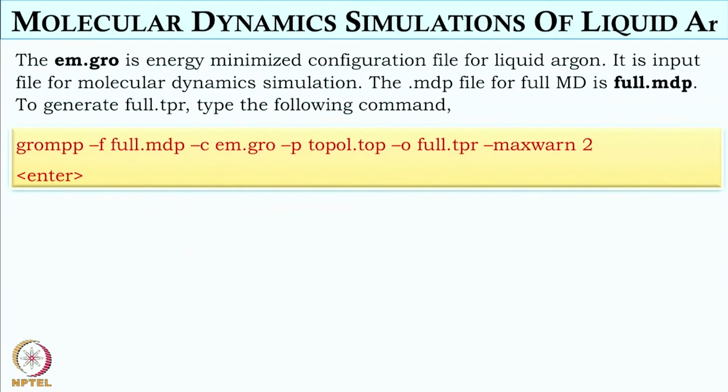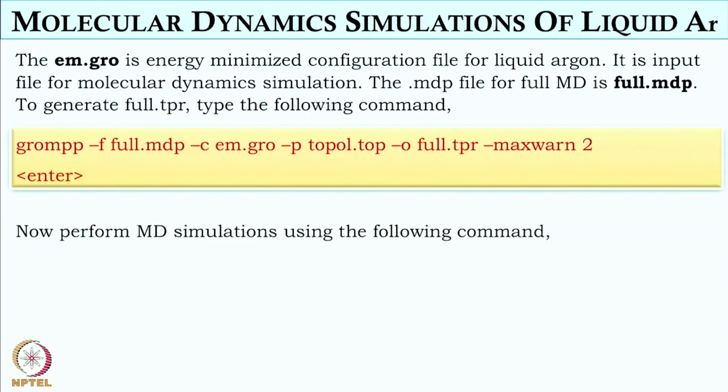It is the same command as for em.mdp. Just instead of em.mdp, we will be using full.mdp. We'll be using the output gro file of energy minimization, that is em.gro. The topol.top file is the same, it is common. And the output file here we are giving as full.tpr instead of em.tpr. So the max warn value here need not be the same as earlier. It could be different.